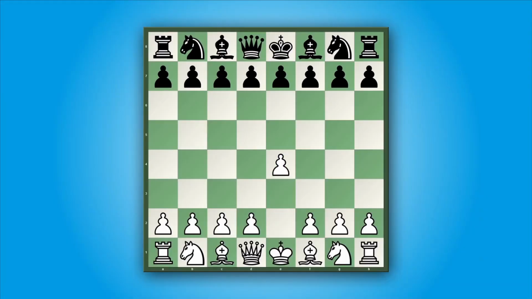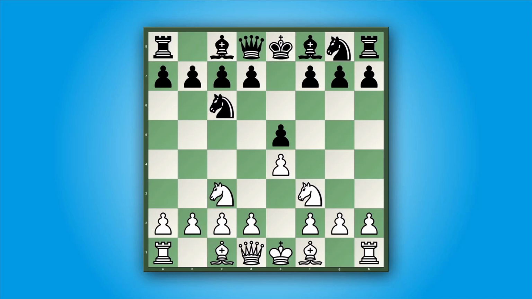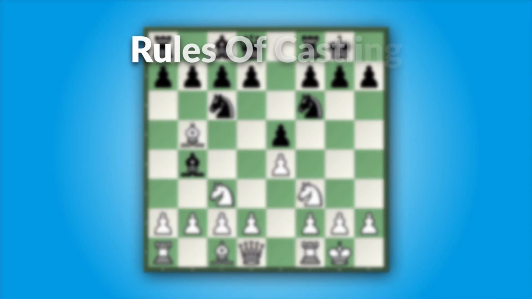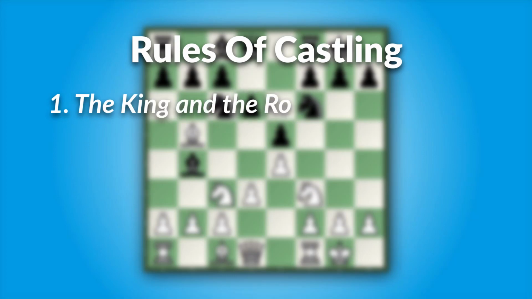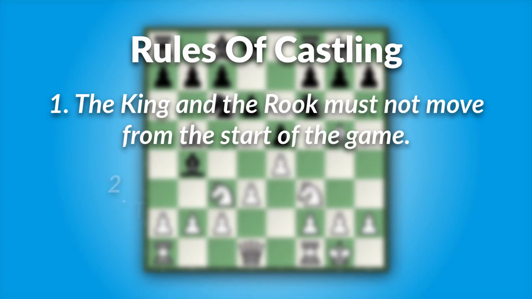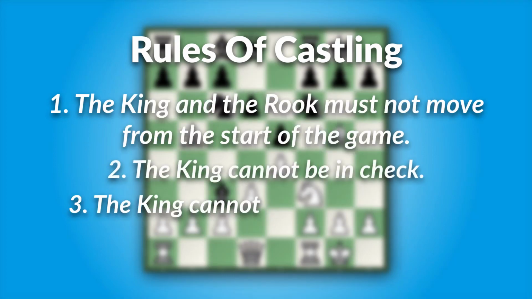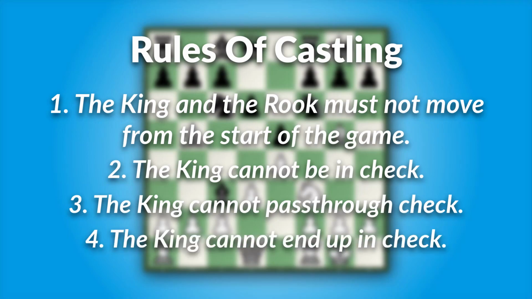Castling is one of the goals in chess openings. The objective of castling is to move the king away from the center of the board, where the main battle is likely to occur, to the corner side of the board, where the king is kept at a safe distance. The rules of castling are: the king and the rook must not have moved from the start of the game, and the king cannot be in check, cannot pass through check, and cannot end up in check.